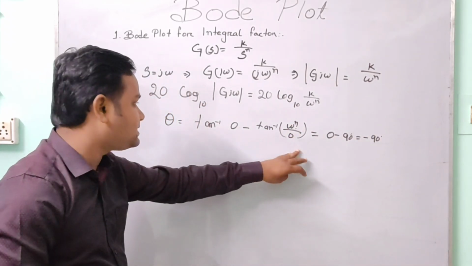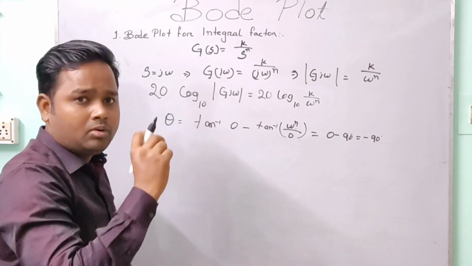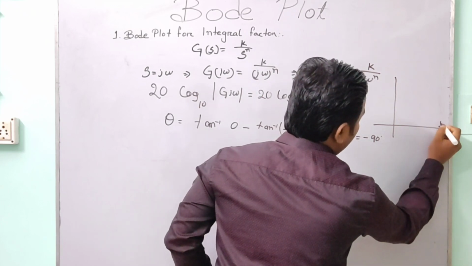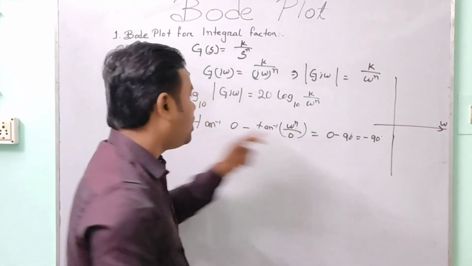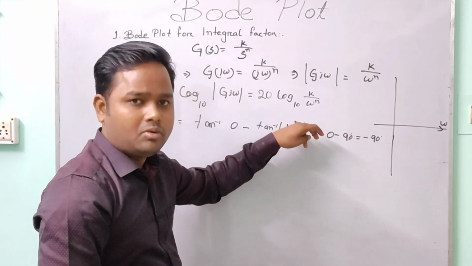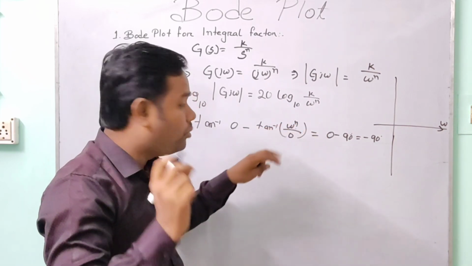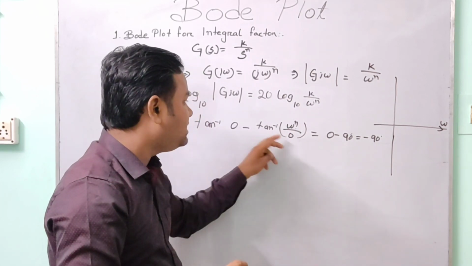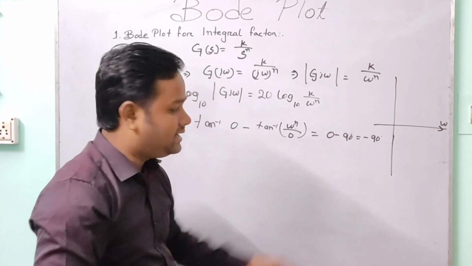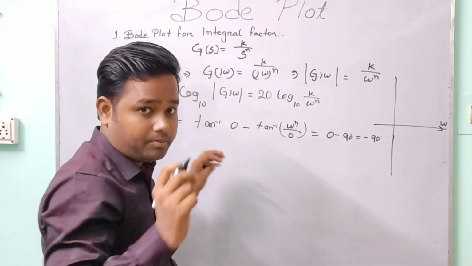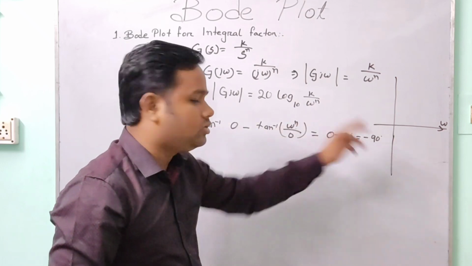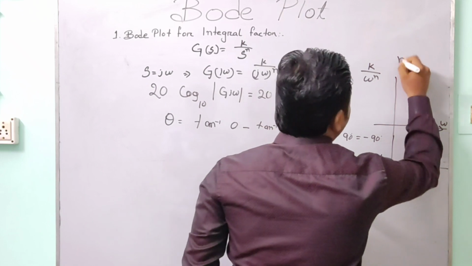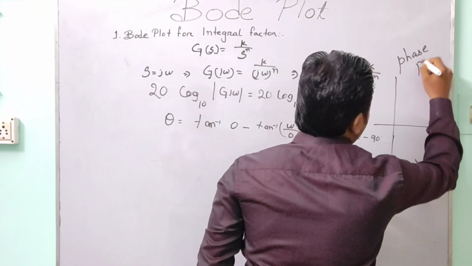That means from this we can easily find out that the phase angle graph will be like this. In the phase angle graph, if this is ω, then θ is always minus 90 degrees whatever the value of ω, because something to the power 0 is infinite, and tan inverse of infinite is equal to minus 90 degrees. So the phase angle plot is always θ equal to minus 90, and the graph is like this always. This is our phase plot.